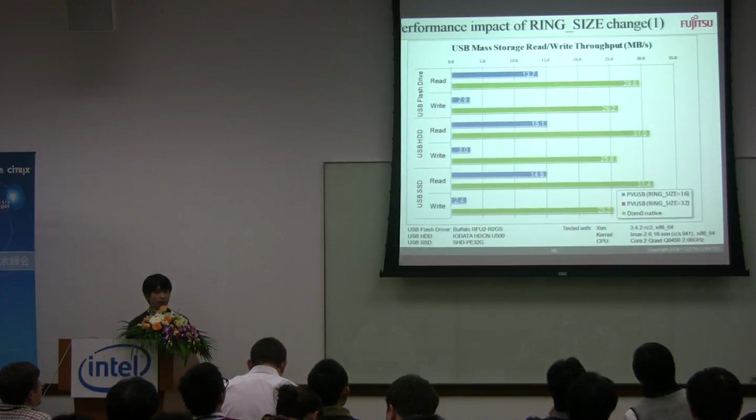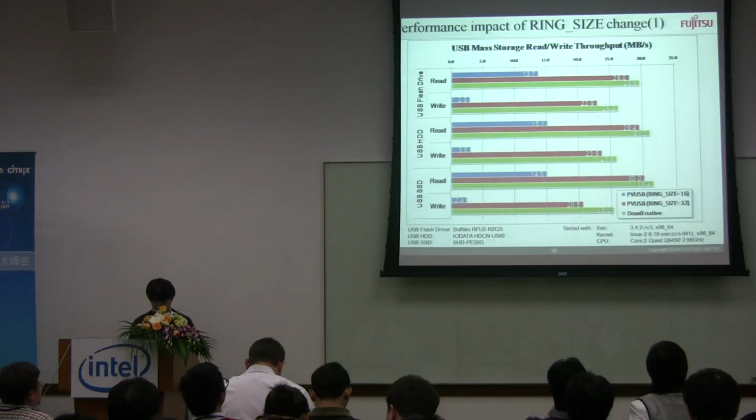What I said was that PVUSB achieved a good performance. Is that a lie? No. Here is the result with the ring size equals 32 condition. The red bars show a really good result, the same as the first release.